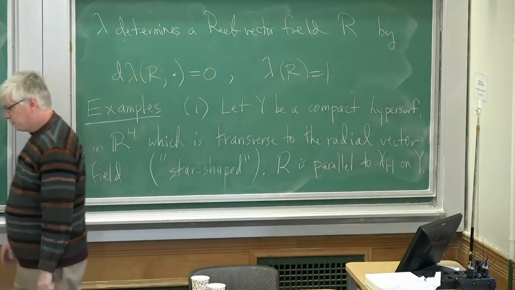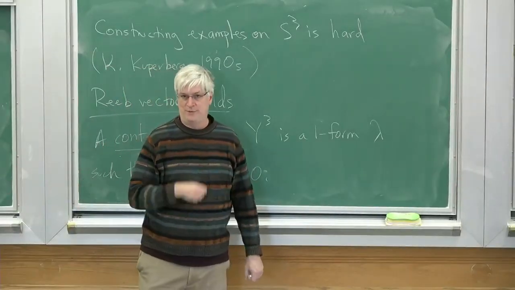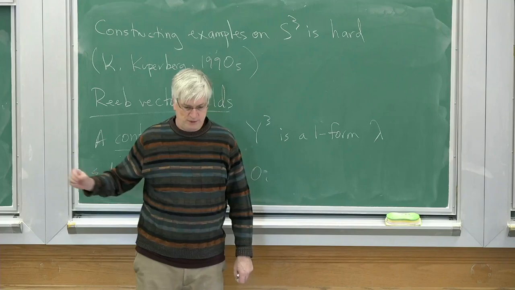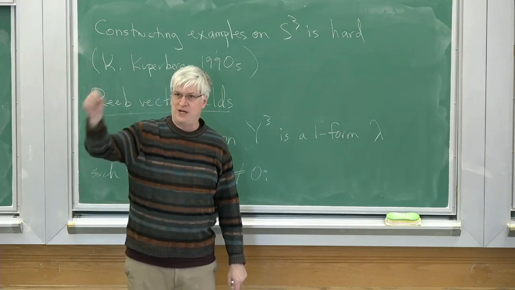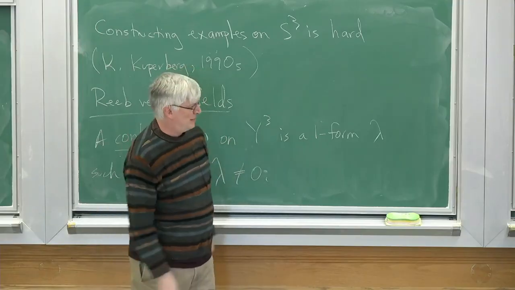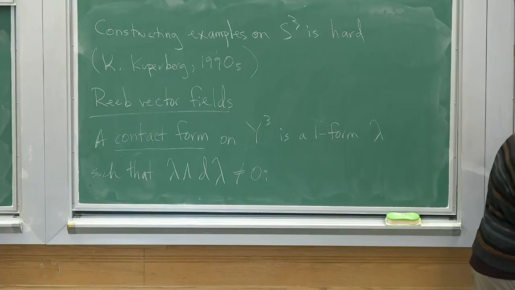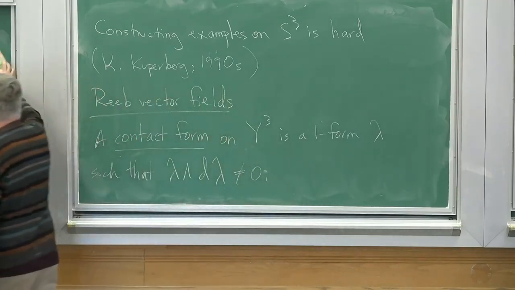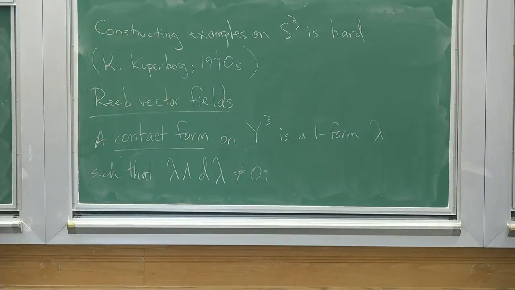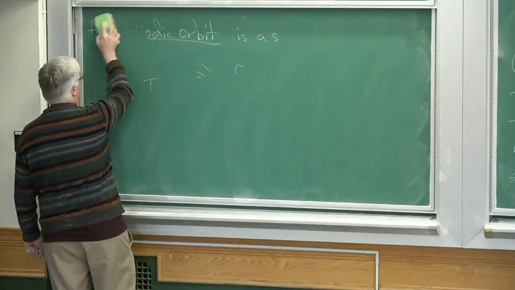So periodic orbits of the Reeb vector field are equivalent to periodic orbits of the Hamiltonian vector field on Y. You'll just be moving along them at a different speed. So you could be going around the same road, but maybe you're driving faster or slower. So if you're interested in periodic orbits in Hamiltonian dynamics, then that's one reason you might be interested in Reeb vector fields.